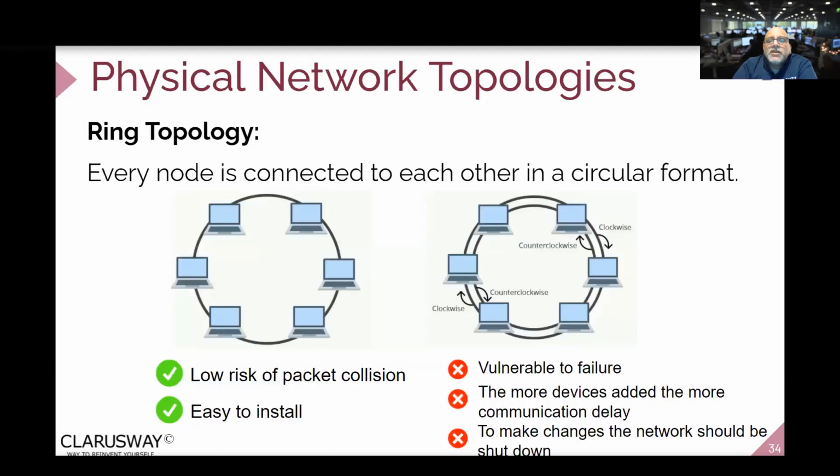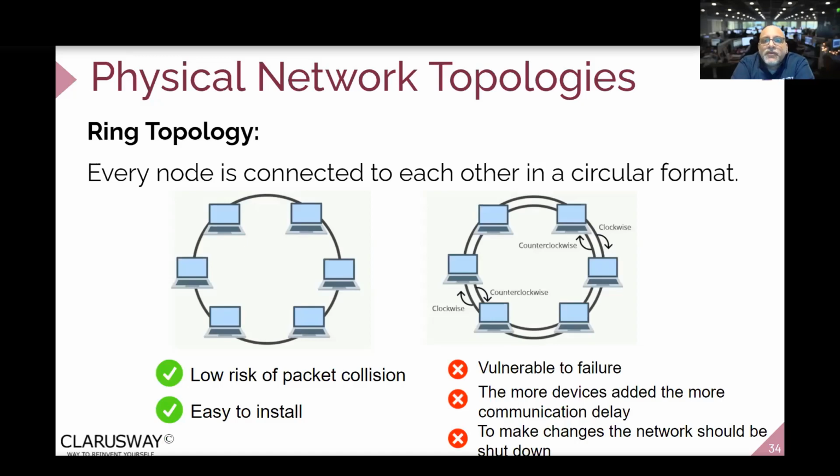Okay, then we've got the ring topology, right? In a ring topology, the computers are connected to each other in a circular format. So every device in the network will have two neighbors, not more and not less, exactly two neighbors. Ring topologies were commonly used in the past, but you'll be hard pressed to find a company that uses these today.